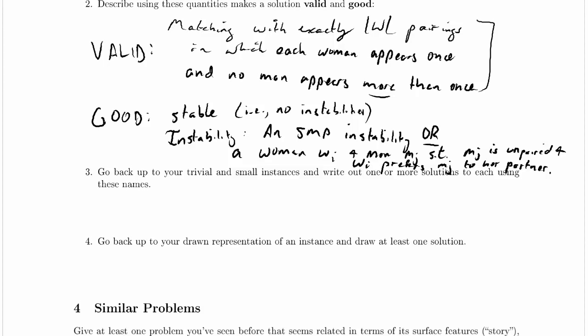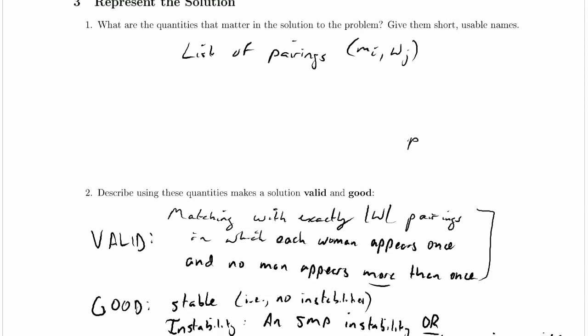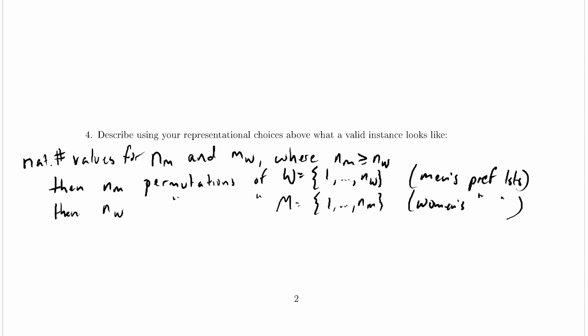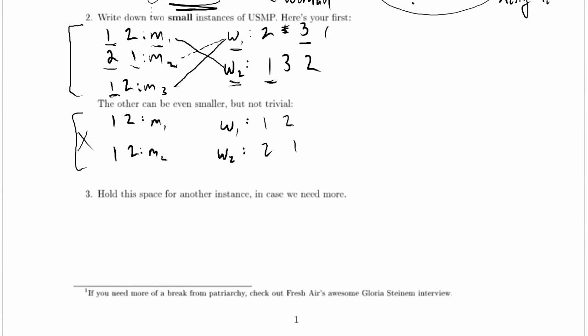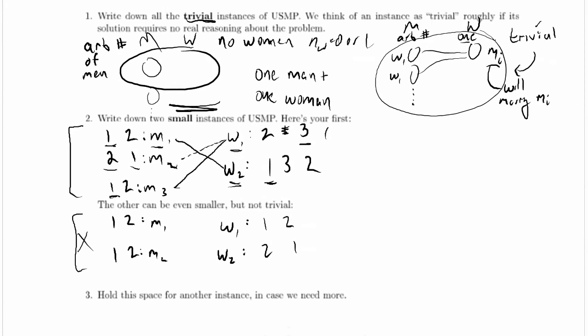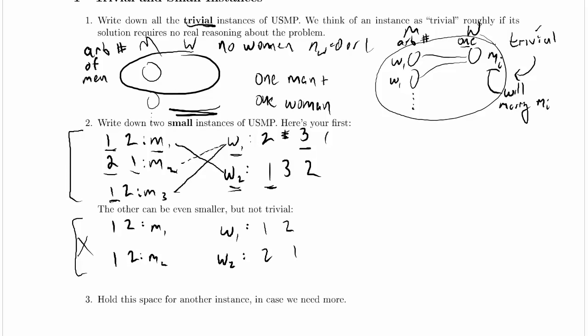Okay, let's do 3.3 and 3.4. Let's go back up to our small instances and write out the solutions using our notation, and then let's also draw the solutions. I'm actually going to draw them first because I find drawing them much, much easier, and then we can write them out once we're done drawing them.